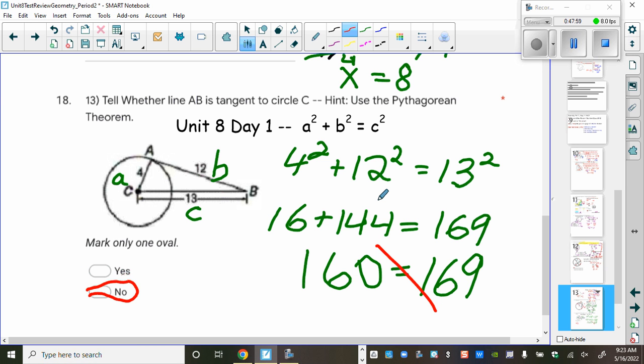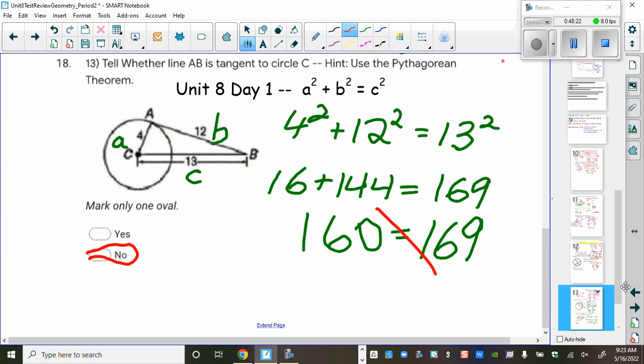You will get a question like this on your test. Bang, easy couple points. All right, any questions? Yeah, well, basically, that's all you do. Use Pythagorean theorem. Remember, C is always the longest side. That's the goal.